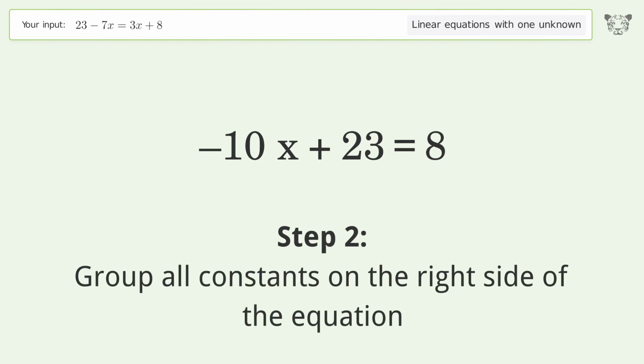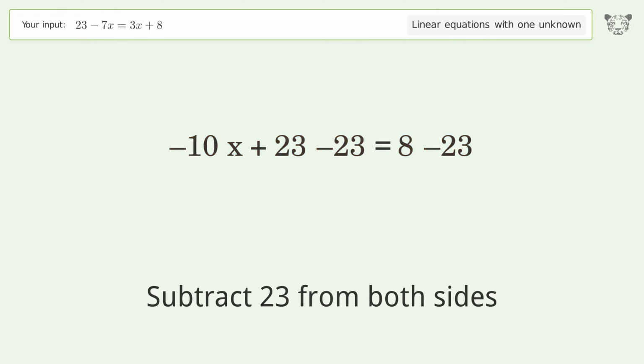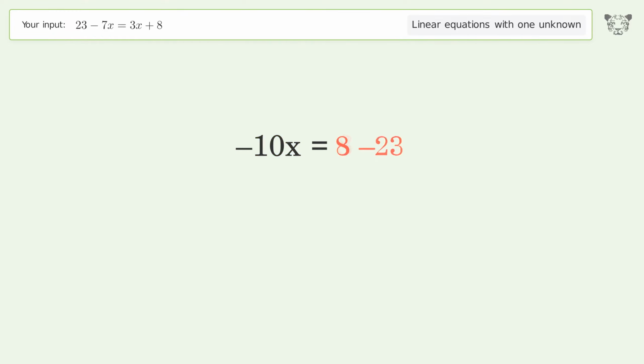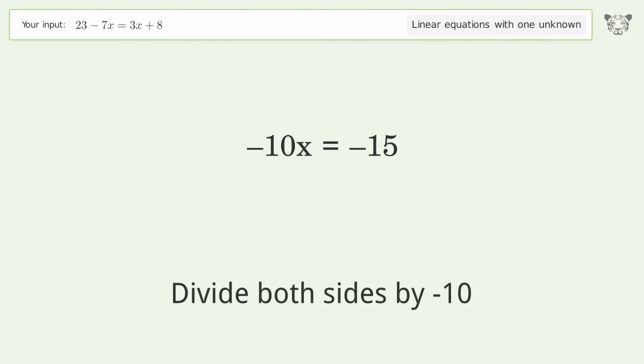Group all constants on the right side of the equation. Subtract 23 from both sides. Simplify the arithmetic. Isolate the x. Divide both sides by -10.